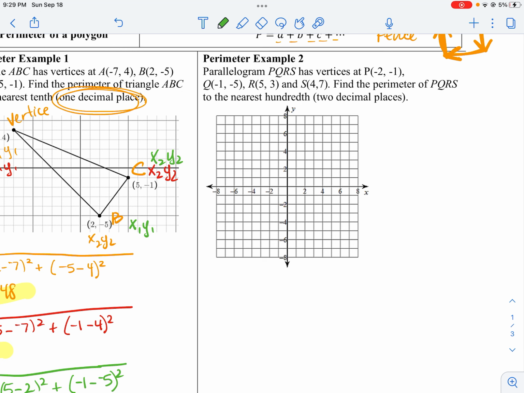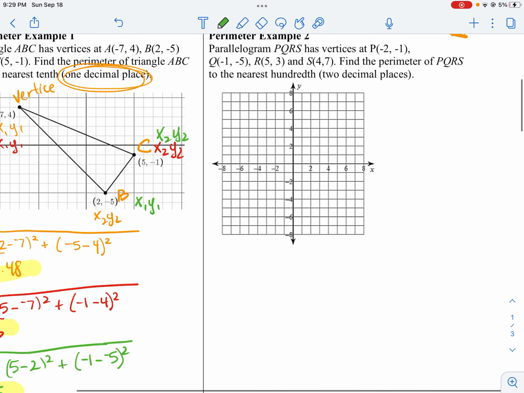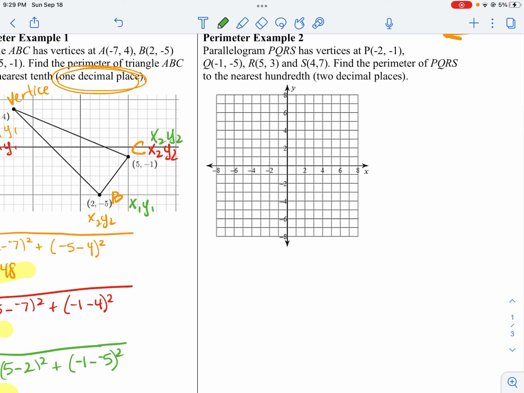First, we have to plot them. I don't suppose I really have to plot them, but it does make it easier to do this. So negative 2, negative 1, that's A, or sorry, P. I'm calling this PQRS. Q is negative 1, negative 5. R is 5, 3. And 4, 7 is S. So we end up with this shape here.